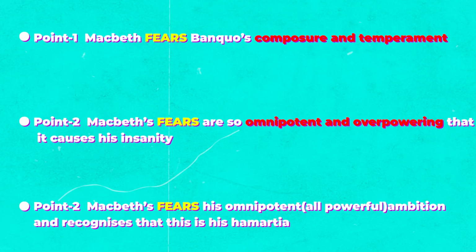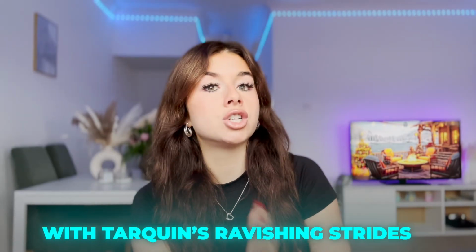And then for my third point, which was that Macbeth fears this omnipotent ambition and he knows it's his hamartia, I'm going to write down the quotes, "vaulting ambition," and then I'm also going to write down, "with Tarquin's ravishing strides." So there we go. I've got a whole plan, and then I can really start focusing on writing up my essay.